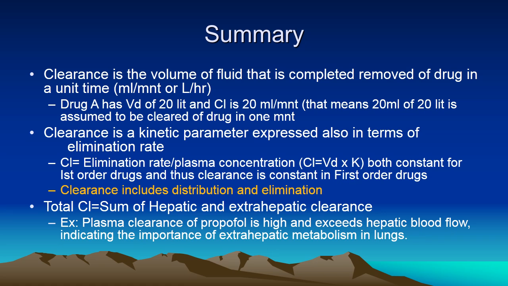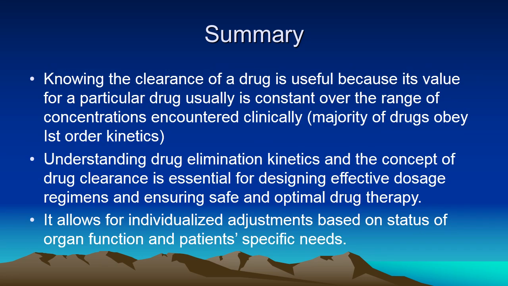Clearance is a kinetic parameter expressed also in terms of elimination rate that we have already discussed. Clearance includes distribution and elimination. Total clearance is the sum total of hepatic and extrahepatic. Knowing the clearance of a drug is useful because its value for a particular drug is usually constant over a range of concentrations, first order kinetics.